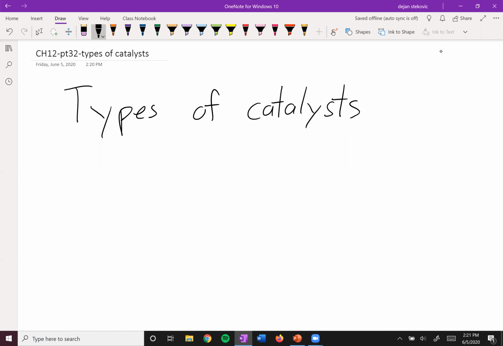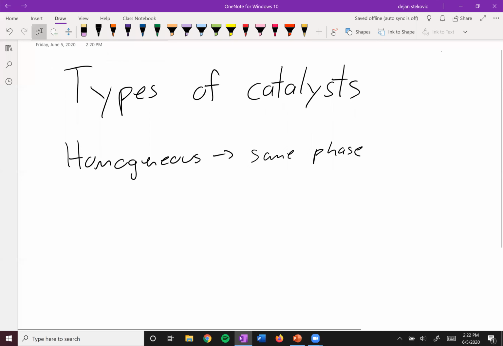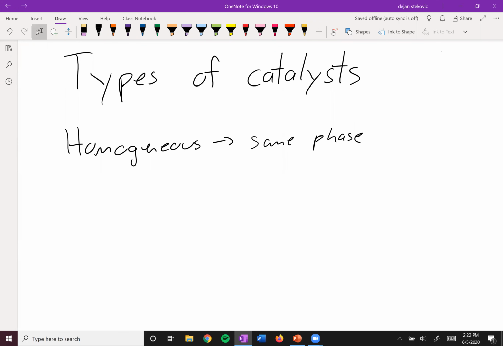All right, so let's take a look at different types of catalysts. So the first type we're going to go over is homogeneous. In homogeneous catalysts, everything's in the same phase. So if your reactants are aqueous, your catalyst is aqueous. If it's a solid, it's a solid. Liquid and liquid, gas and gas, that kind of thing right there.